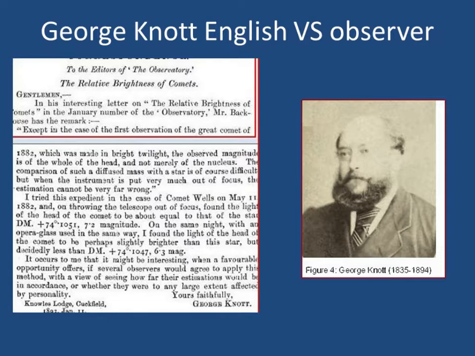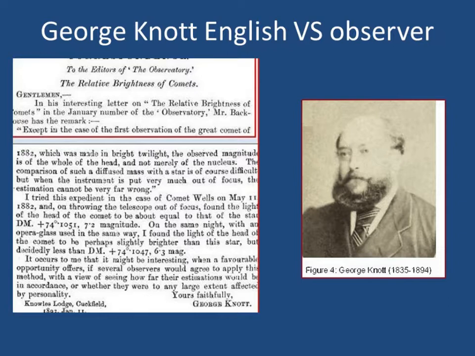But Backhouse wrote a note in the Observatory magazine about the relative brightness of comets, and particularly Comet Wells. And he says there that except in the first observation of the great comet of 1882, which was made in bright twilight, the observed magnitude is of the whole of the head, not just of the nucleus. Prior to that, people were making magnitude estimates and just describing the nucleus, but what they weren't describing was how bright the whole of the comet was.